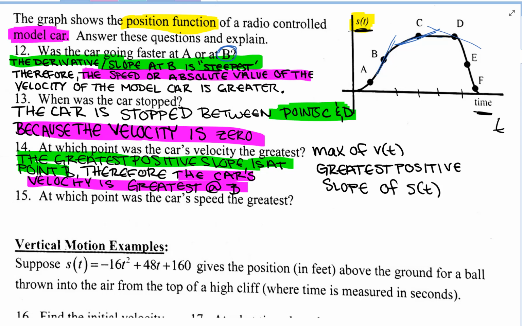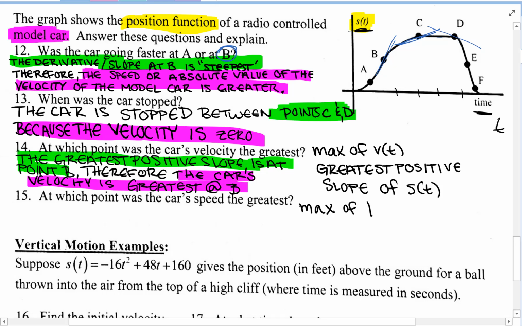But it just so happens that B is the greatest velocity. But at which point was the car's speed the greatest? So speed is talking about the max of absolute value velocity. We don't care where the object is going, if it's going rightward or leftward or upward or downward. We only care about its true speed. How fast is it going? So we want to find the maximum of the absolute value of v of t.